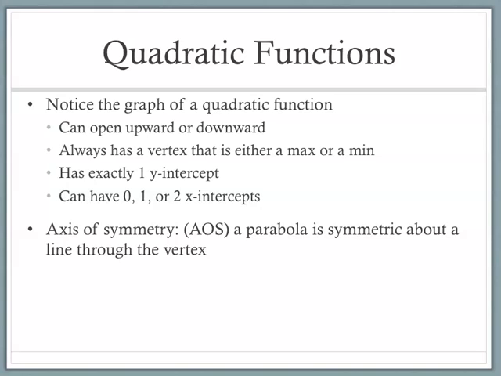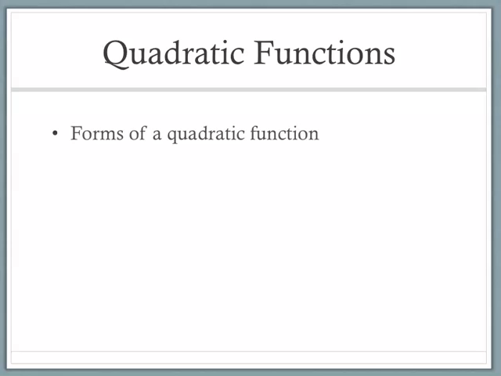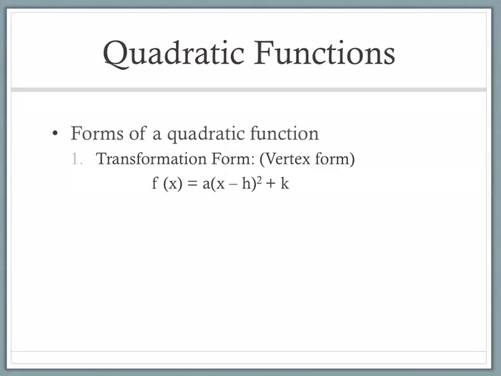Now with quadratic functions, there are three forms of a quadratic function that we will see. So the first form is called transformation form. It's also known as vertex form. And as you'll see, the reason why it's called this is because you can either see it as, well, we can see all the different transformations on that function, or you can think of it as we can easily identify the vertex in this form. So this is the form, f of x equals a times (x minus h) squared plus k.